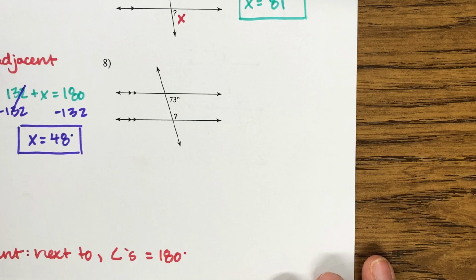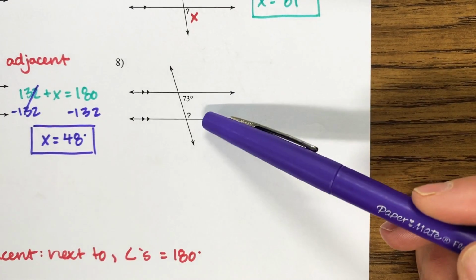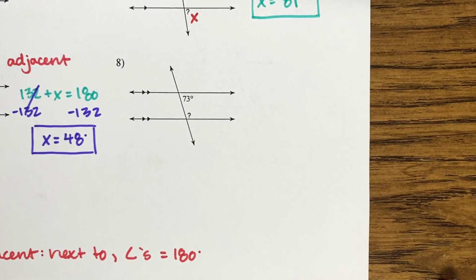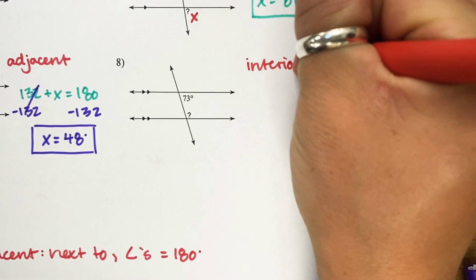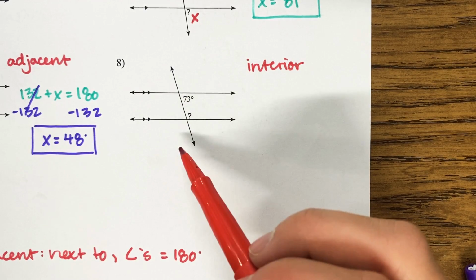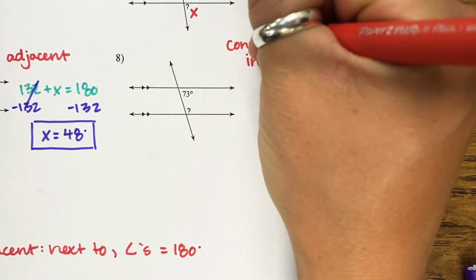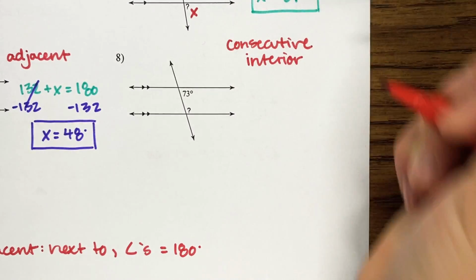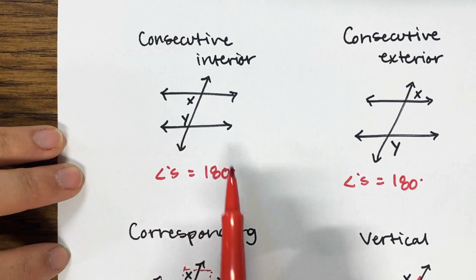Okay, let's look at number 8. Let's identify the relationship. The first thing I notice is that they're both on the inside of my parallel lines, so that tells me interior. Are they on the same side or different side of my transversal? They're on the same, so that tells me consecutive interior. Well, what are consecutive interior angles equal to? Let's flip it over. Consecutive interior, they again equal 180 degrees.